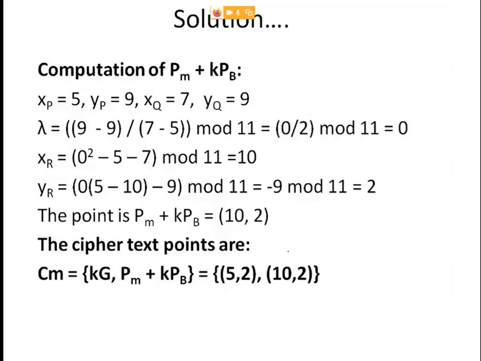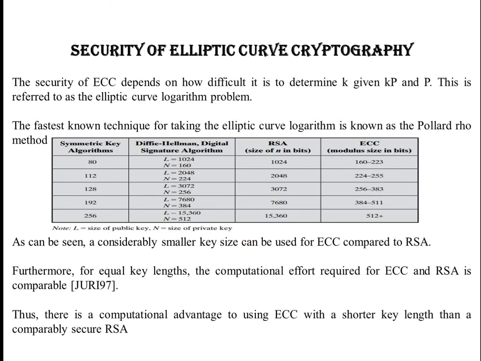This 10 comma 2 is nothing but Pm plus KPB, which we have used previously, in the form. Hope this point is clear to all of you. This solution is clear.